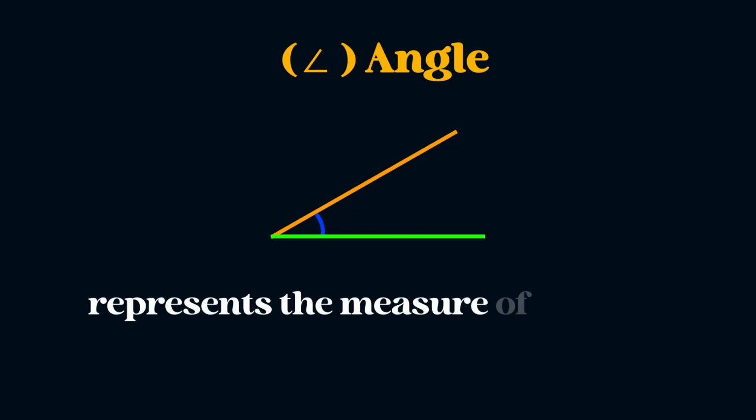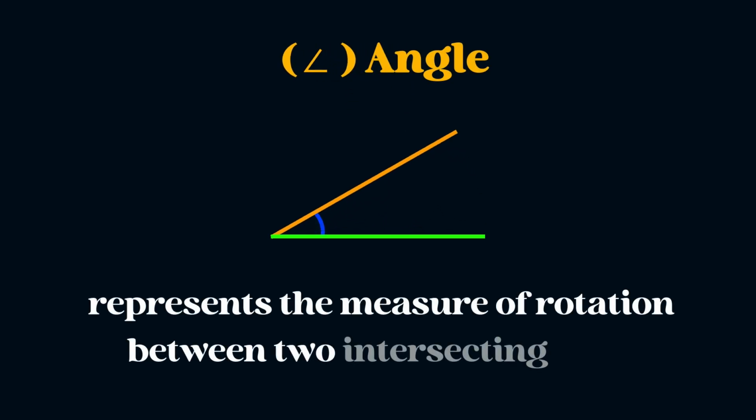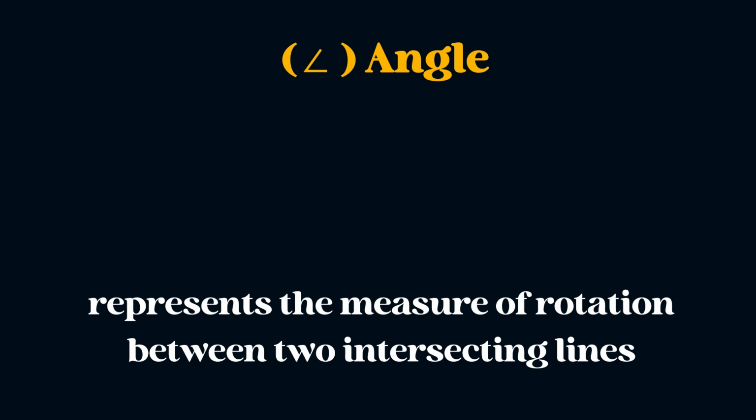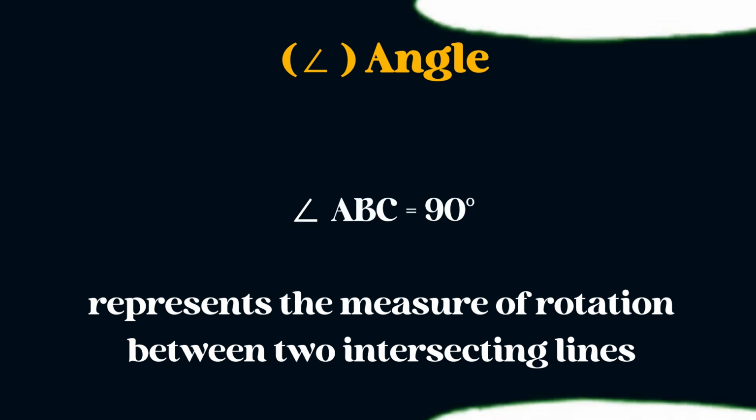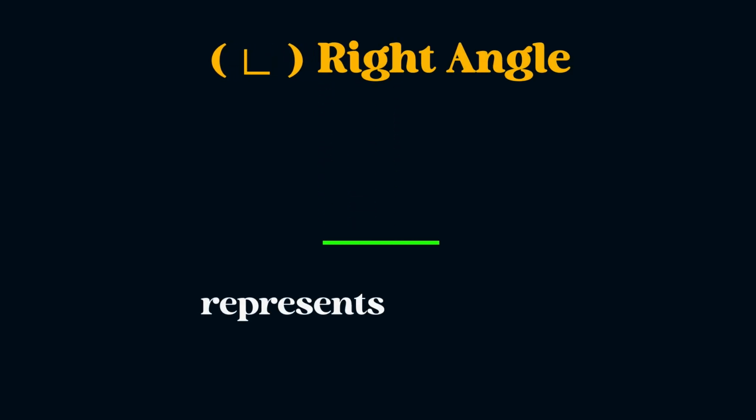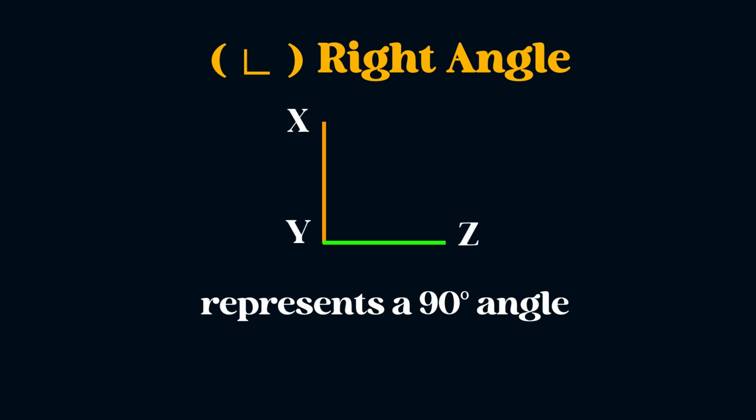33. Angle. The angle symbol represents the measure of rotation between two intersecting lines. For instance, angle ABC equals 90 degrees means it is a right angle. 34. Right angle. This specific symbol represents a 90 degree angle. For example, angle XYZ with the right angle symbol indicates the intersection forms a right angle.